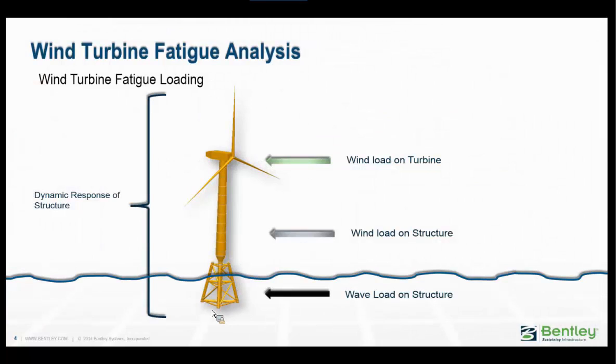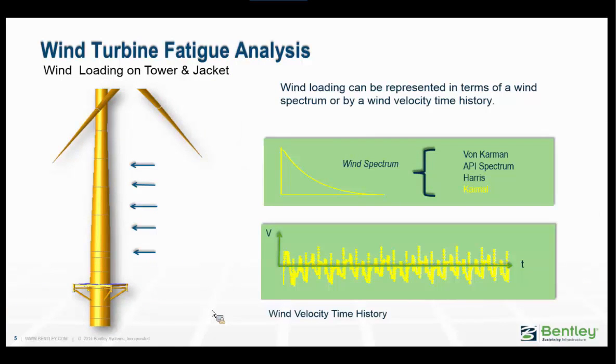A typical wind turbine is subject to three sources of loading, and this includes the wind load on the turbine, the wind load on the structure, and the wave load on the structure. In SACS itself, the wind load can be represented in terms of either a wind spectrum or by a wind velocity time history. Alternatively, there's a third option where you can apply discrete nodal time history loads also. The wind spectrums include basically the one common API spectrum, the Harris and the Camel spectrum. Now, the differences here are the API and the Camel are height dependent, whereas the one common and Harris are not.